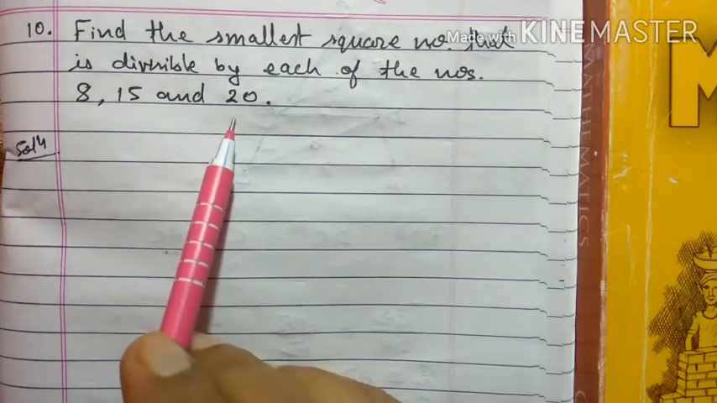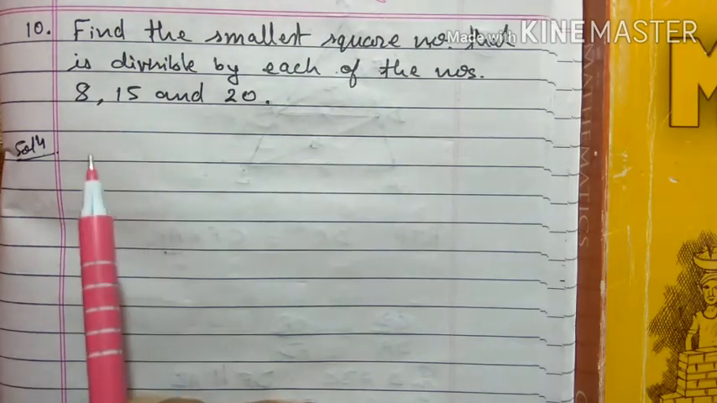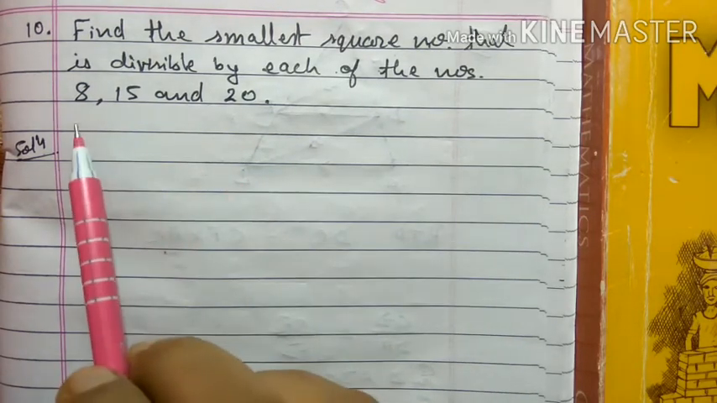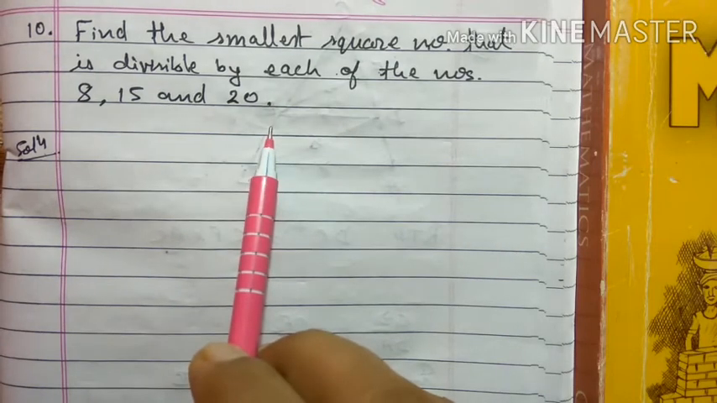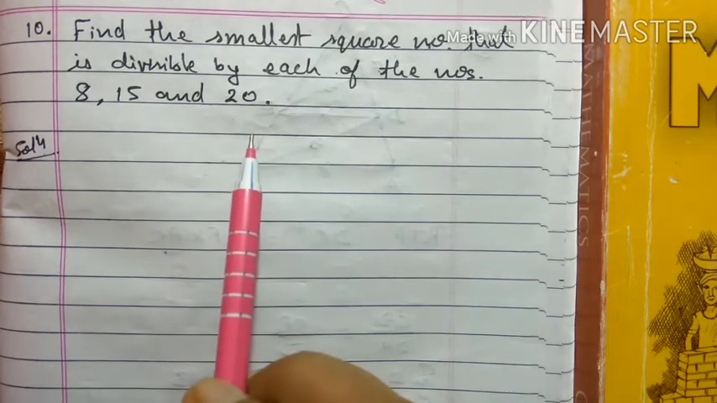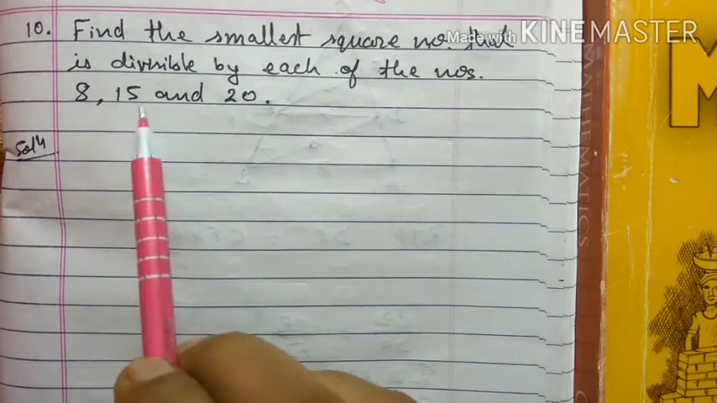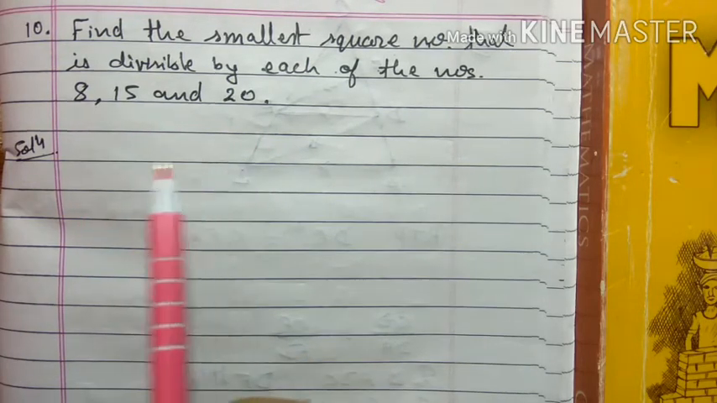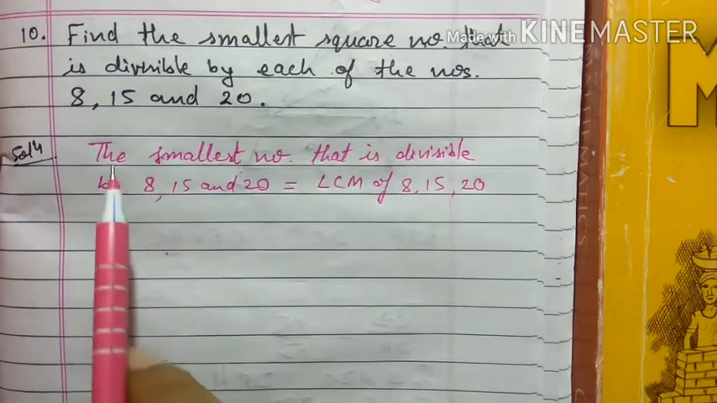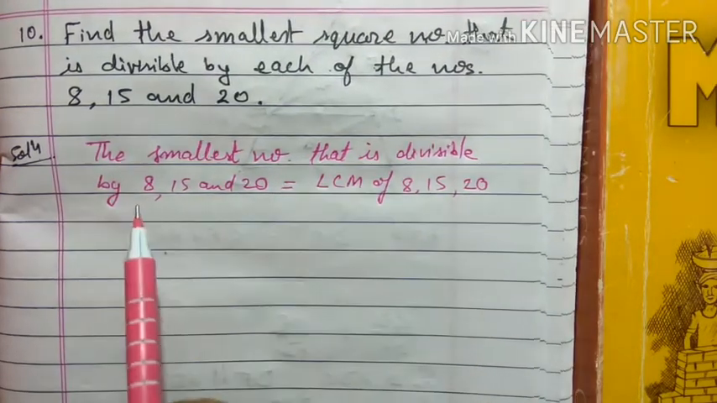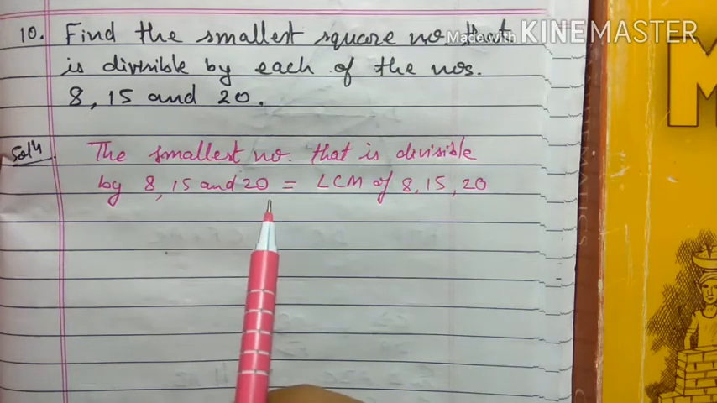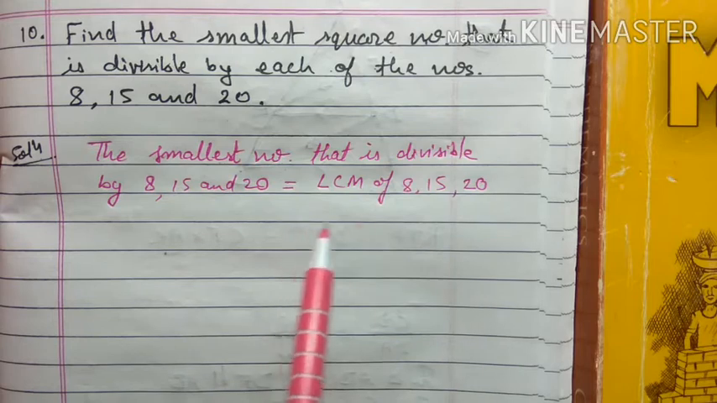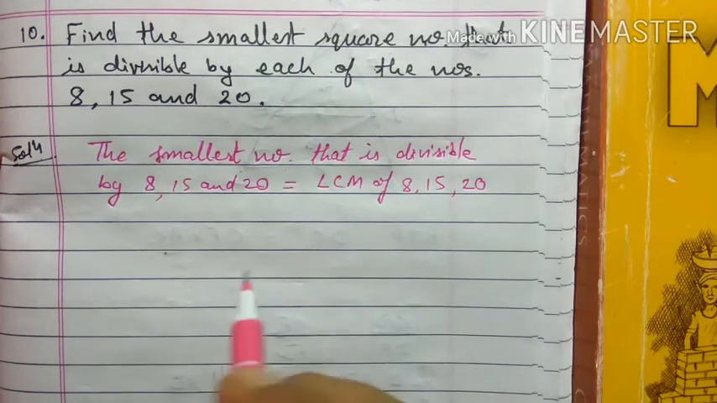First of all, as we know, to find the smallest number which is divisible by 8, 15 and 20, we have to find the LCM of these numbers. That LCM is the smallest number that is divisible by these three numbers. So the smallest number that is divisible by 8, 15 and 20 is equal to the LCM of 8, 15 and 20. Now we will find the LCM.